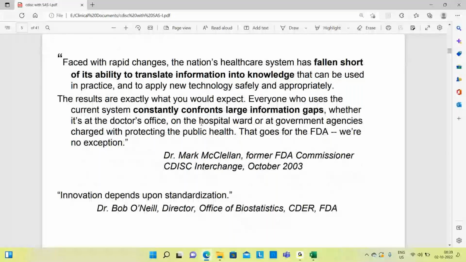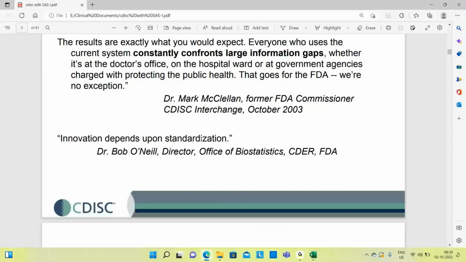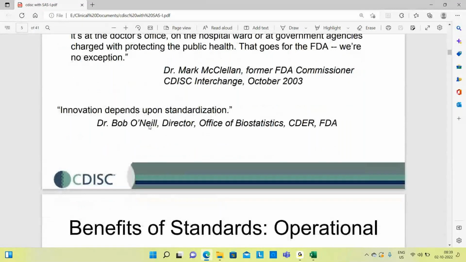And innovation depends on standardization. If you have standardized your process and standardized your data, then we can innovate many things.